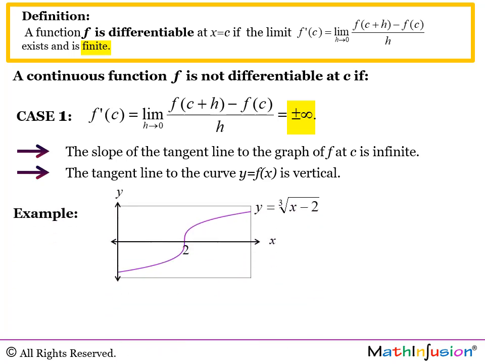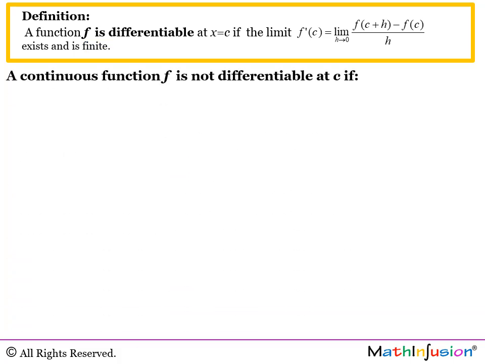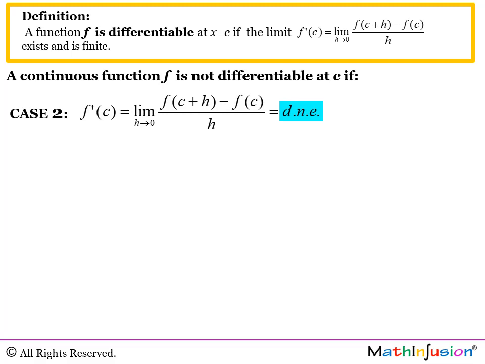Let's see such an example. If you observe this function, you can easily see that when x equals 2, the tangent line to the graph of the function is vertical. It means that it's not differentiable at x equals 2. Here is another case, case 2. This limit just does not exist as a limit.